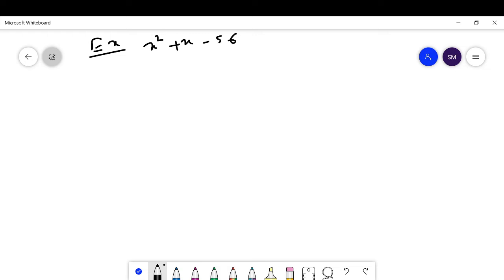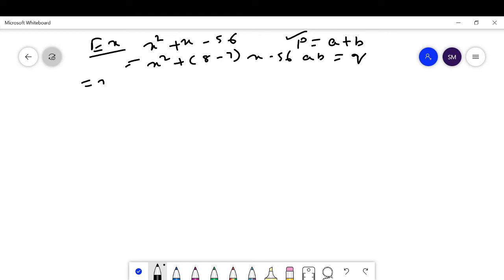X square plus x minus 56. Here split the middle term 1 into 2 parts, such that 8 minus 7. 8 into minus 7 is minus 56. I have already told you, split the middle term in the form such that a plus b is equal to p, while a into b is equal to q. Here a plus b, 8 minus 7 is 1, and 8 into minus 7 is minus 56.